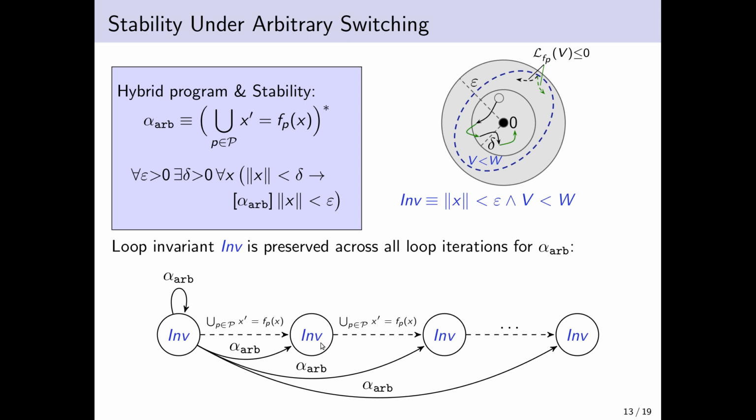Okay, now this means that by running one switching loop iteration, starting from the invariant, we stay in the invariant. Now we can repeat this argument and run one more loop iteration, and we're still going to be in the invariant, and so on and so forth. And what that means is no matter how many iterations of this switching loop that we run, we are always going to stay within the loop invariant inv.